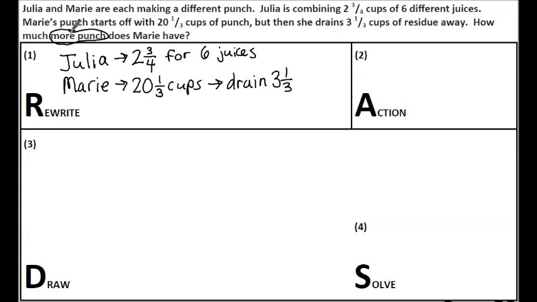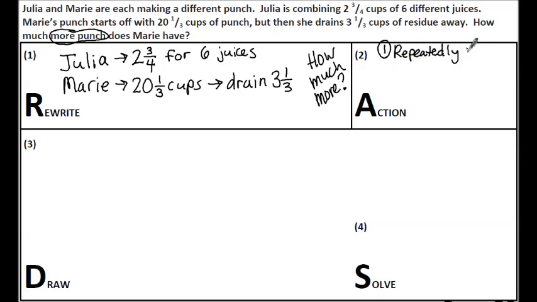So she takes away 3 1/3 cups of residue. And then it's asking how much more punch does Marie have? So we want to know how much more. After we figure out how much Julia has and Marie has, we want to know the difference between the amount of punches that they have. So Julia is combining 2 3/4. So you could go 2 3/4 plus 2 3/4, 6 different times.